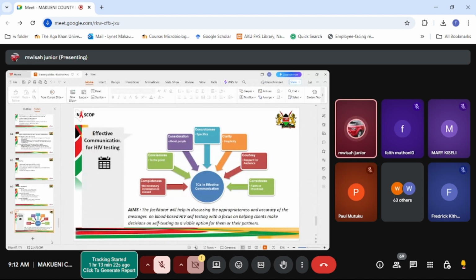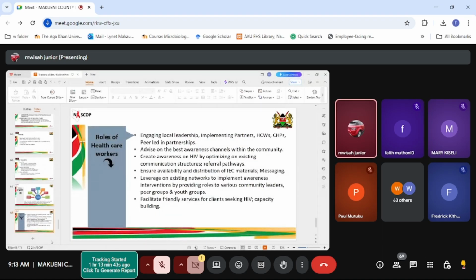Then this is communication, effective communication for HIV testing, whereby we have the 7 C's: the correctness, the courtesy, the clarity, concreteness, consideration, consensus, and completeness. The role of healthcare workers in engaging local leadership, implementing partners, healthcare workers, CHPs, and peer-led in partnership: advise on best awareness channels within the community, facilitate friendly services for clients seeking HIV services, capacity building, etc.